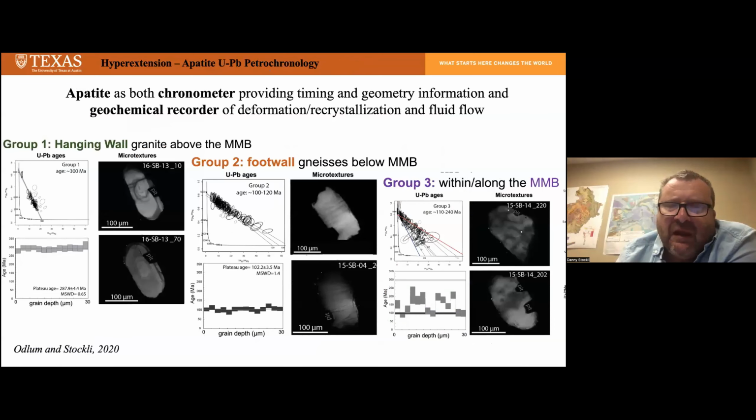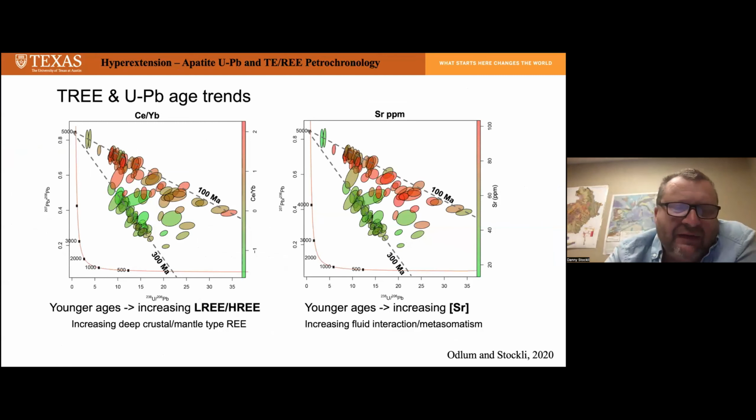Apatites, though, are quite interesting in that they actually are more than just a chronometer. They're also a really good geochemical recorder. And what we see here, this is a case from the Pyrenees, is that if you get magmatic zoning, you basically get your old Variscan ages, you get probably ductilely deformed apatites that give the rift age. And then we also see these really mottled apatites here that are probably recrystallized in the presence of fluids.